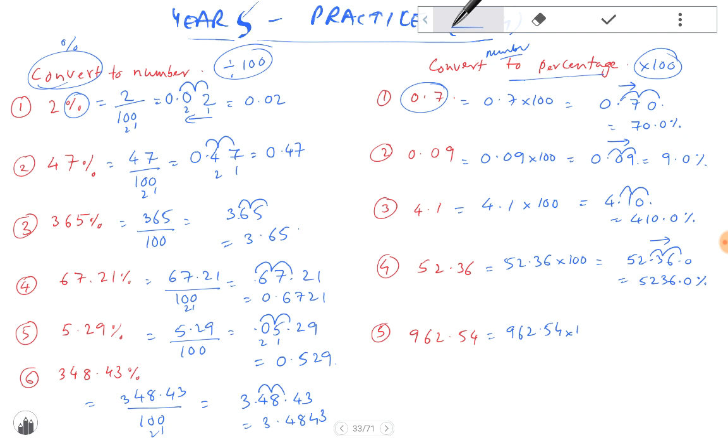Now when we have 962.54, you multiply that by 100 again. You write that again in the answer section. 962.54, you move this decimal by 2 places. Put a decimal there and a 0. So it becomes 96254.0 percentage.